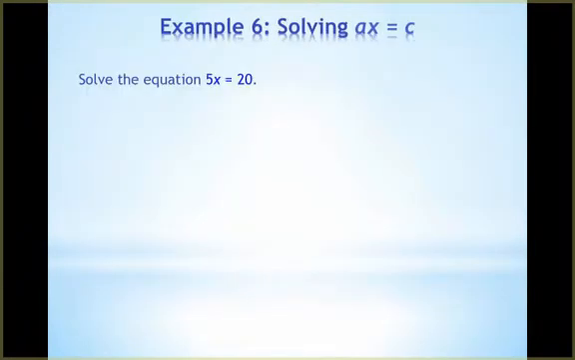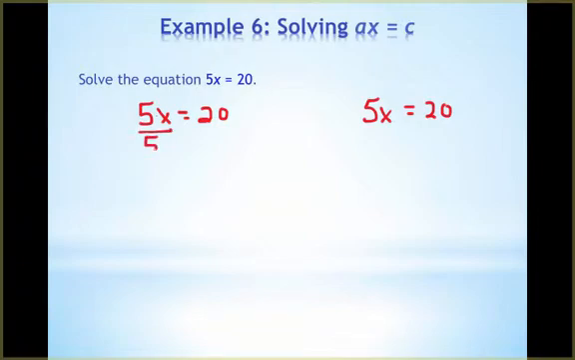So in our first example, we have 5x equals 20, and I'm actually going to solve this 2 different ways. Now, because I have 5x equals 20, you need to remember that 5x means 5 times x. And I'm trying to get the x by itself, so what I could do is divide both sides by 5. Because 5 divided by 5 here would give me 1x, or just x. And 20 divided by 5 would be 4. So we get x equals 4.